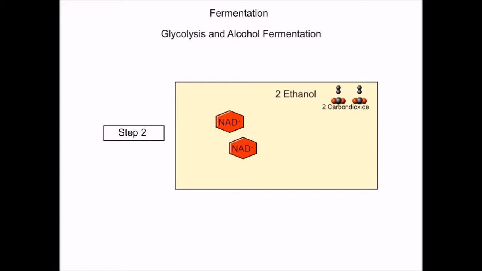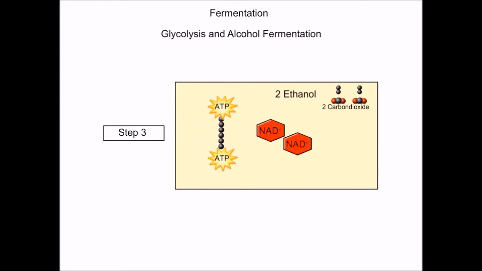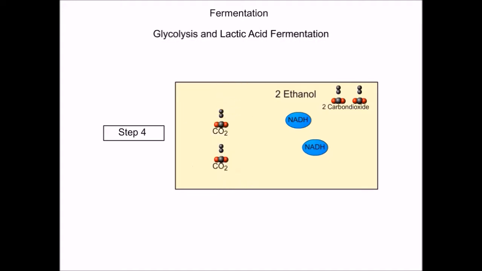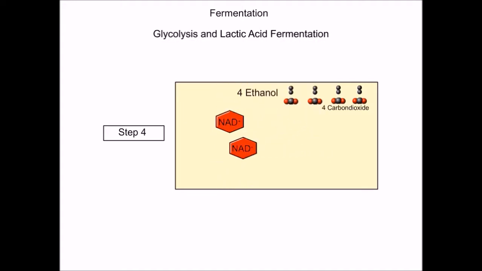With the formation of ethanol, NADH is oxidized and becomes NAD+. With a continuous supply of NAD+, glycolysis can continue producing more ATP. During fermentation, the NADH produced by glycolysis is oxidized, ensuring a continuous supply of NAD+ for glycolysis. Alcohol fermentation occurs in yeast cells.